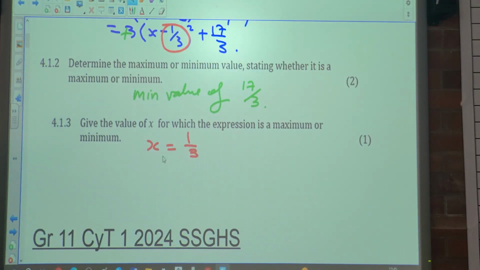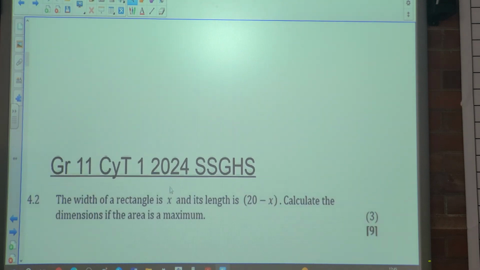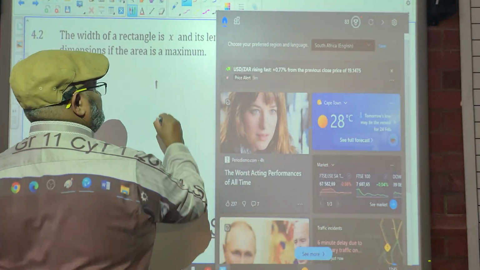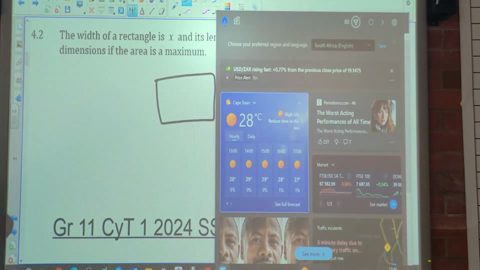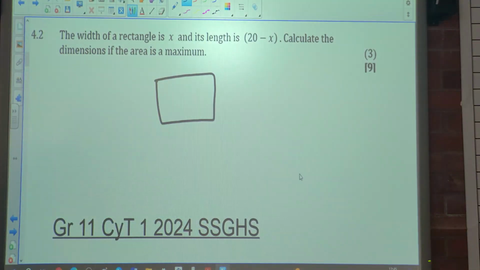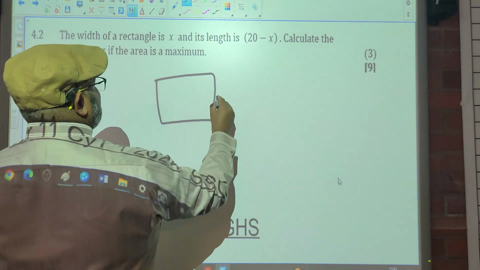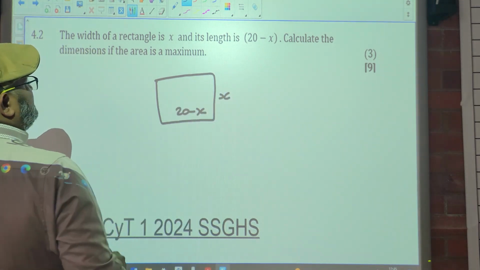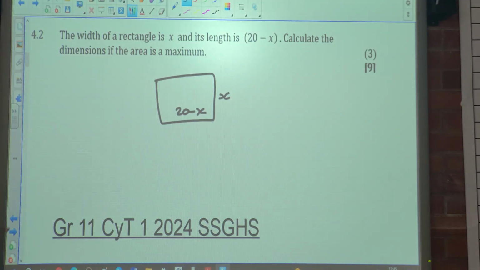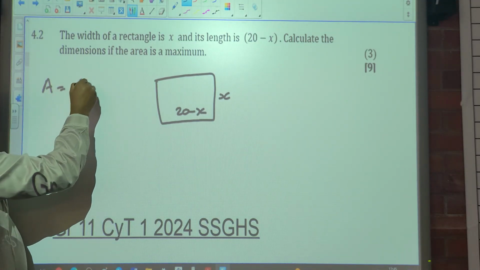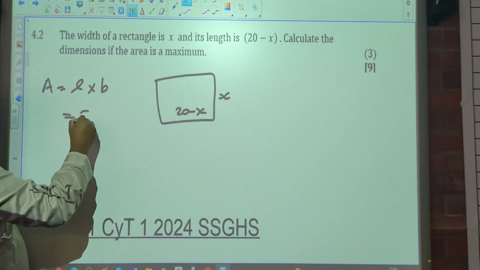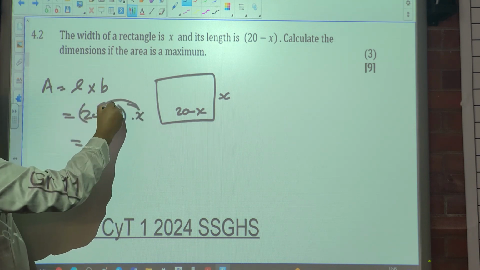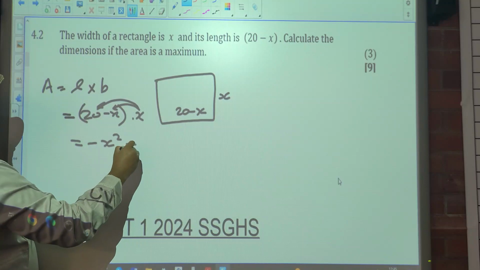Not so. The next question: the width of a rectangle is x. So we've got a rectangle here. The width of the rectangle is x and the length is 20 minus x. Calculate the dimensions if the area is a maximum. How do you calculate the area? Length times breadth. So what's the length? 20 minus x times the breadth, which is x. Multiply to get rid of the bracket. So it's negative x squared plus 20x.